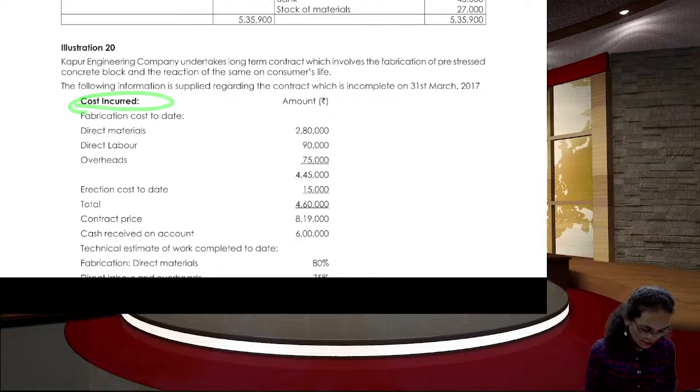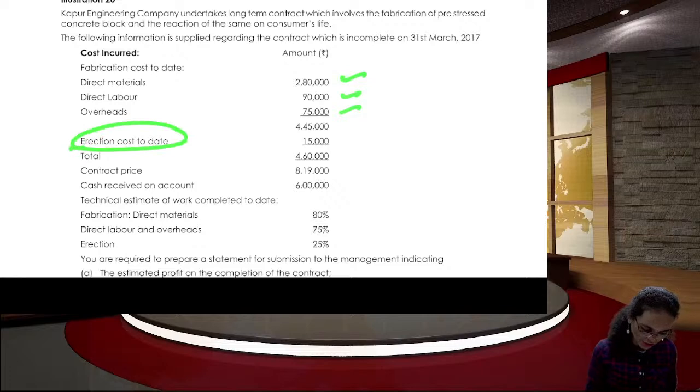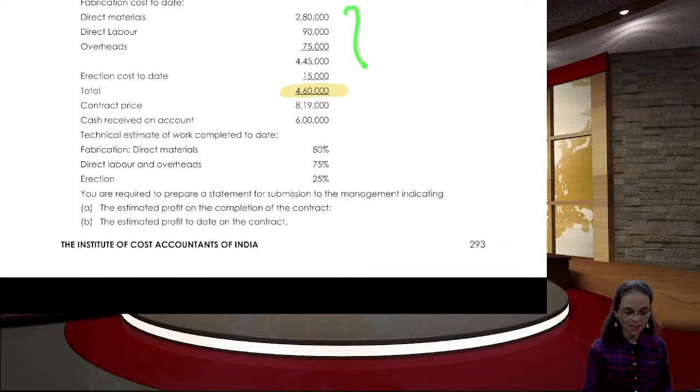Cost incurred: fabrication cost to the date, that is the cost to date for material, labor and overheads we have incurred, and erection cost to the date, totally to the date. Next, the contract price is given, and the amount received is this much. Technical estimate of work completed to the date: whatever work is done, that is the estimation that this much of the work is completed. In the sense, the remaining portion has to be done.